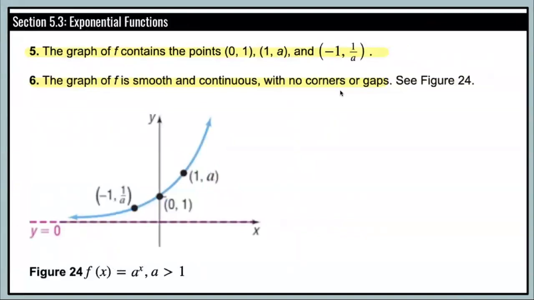Another thing is the graph contains the points (0, 1), (1, a), and (-1, 1/a), and the graph is smooth and continuous with no corners or gaps, so a smooth line. Right, so you're always going to have (0, 1), (1, a), and (-1, 1/a). This is going to be like our parent function, where if I give you 5 to the x, then this a would be 5 and it'll be 1/5, okay? And that's basically how we do the parent function, the exponential function, okay?